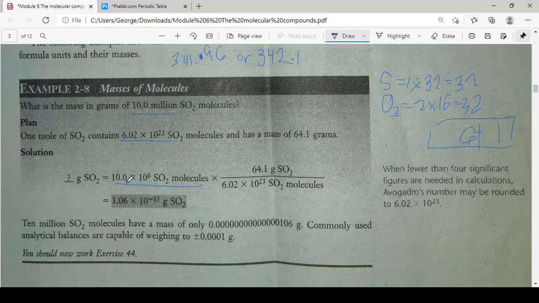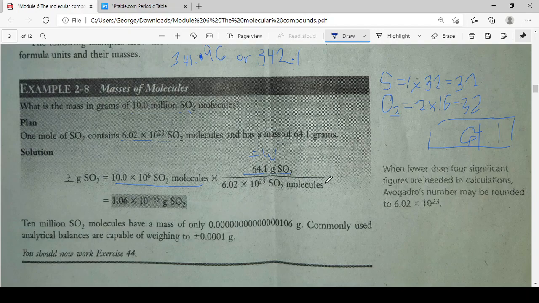So now, 10.0 times 10 raised to the power of 6 SO2 molecules is multiplied by your formula weight of 64.1 grams of SO2 and is divided by our Avogadro's number. So that is how you get your masses of molecules. You multiply the given by your formula weight and you divide it by your Avogadro's number. Your Avogadro's number is 6.022 times 10 raised to the power of 23.